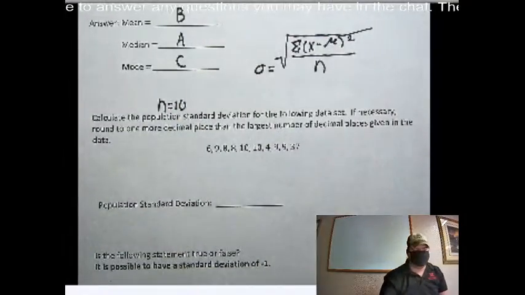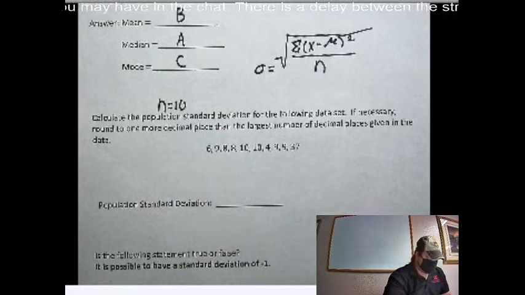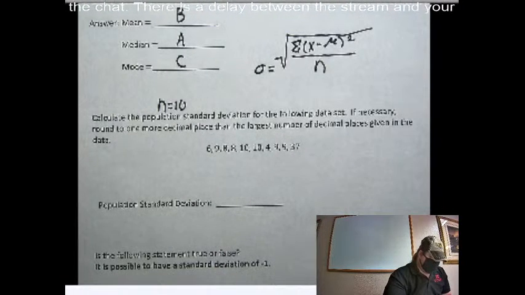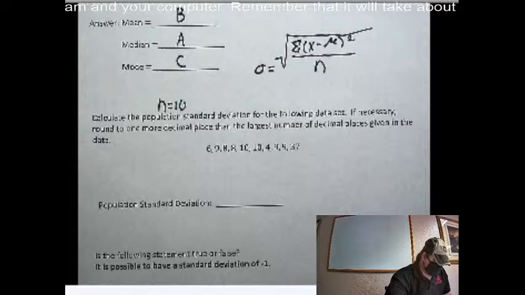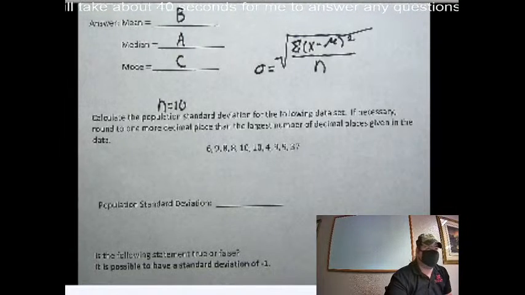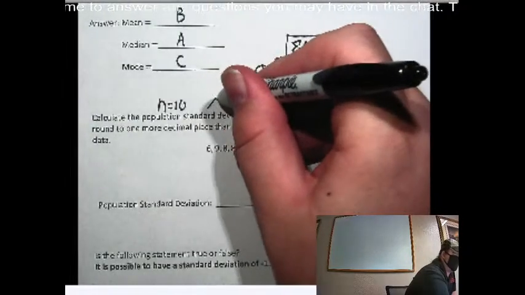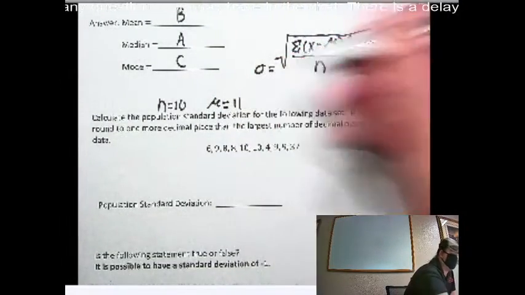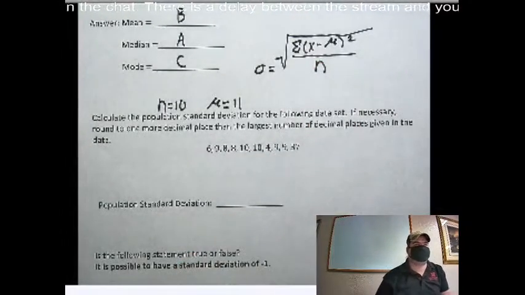Next, let's find our mean. We're going to have to add up all these data points and then divide by 10. So 6 plus 9 plus 8 plus 8 plus 10 plus 10 plus 4 plus 9 plus 9 plus 37 is 110. Again, we divide that by this 10 and we get 11. So our population mean is 11. Now we have everything we need to plug into here.